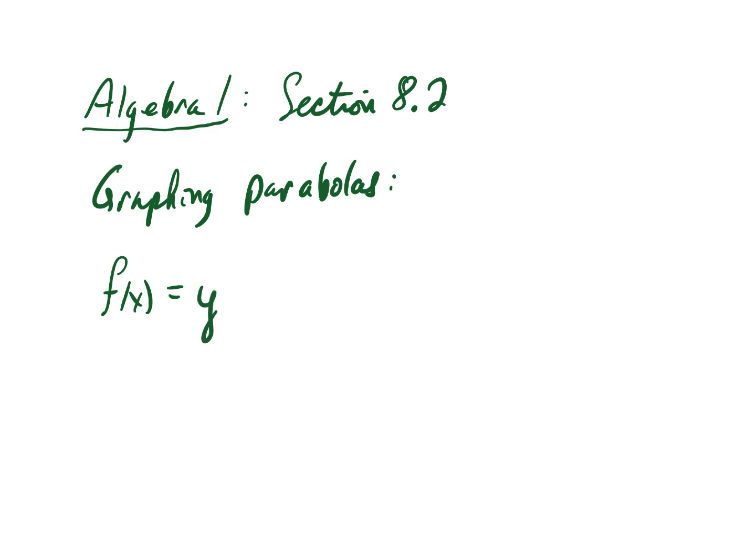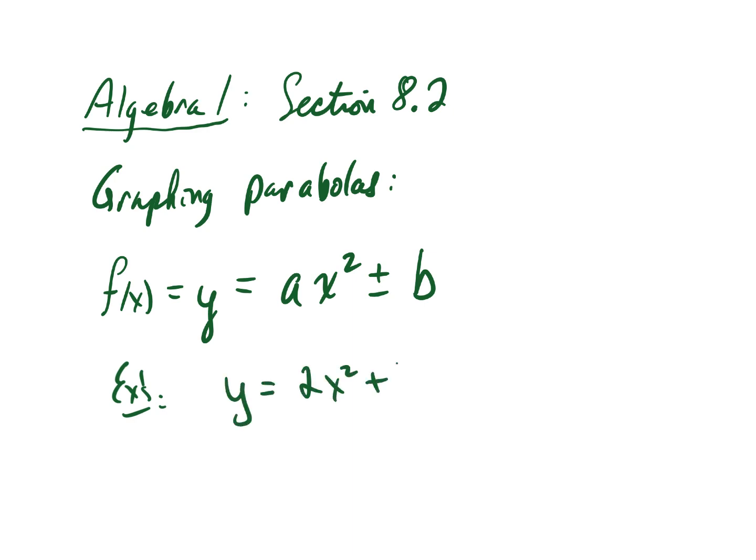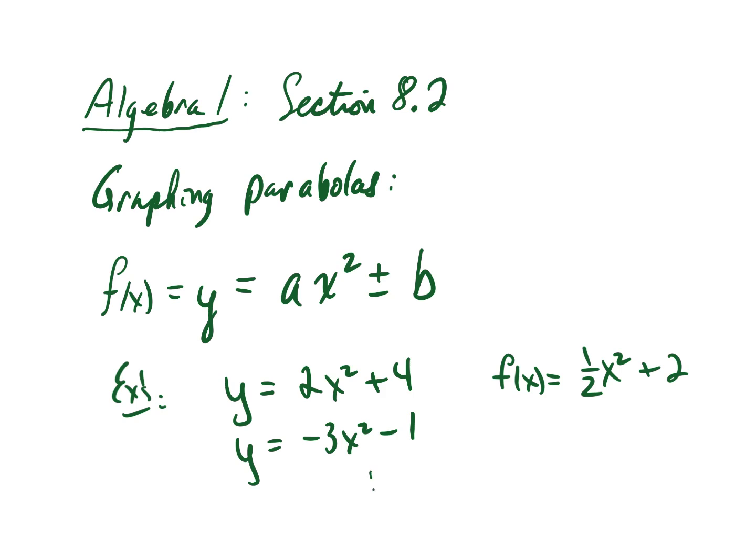So we'll start off with f of x, or we'll start off with y equals one or the other. And then what we're going to have is some number with an x squared, and then we're either going to have a plus or a minus, and then another number. So some examples of the types of graphs we're going to be looking at would be things like y is equal to 2x squared plus 4. Or maybe y is equal to negative 3x squared minus 1. Or we might have f of x is equal to 1/2 x squared plus 2. Things like that. These are going to be the types of examples we have.